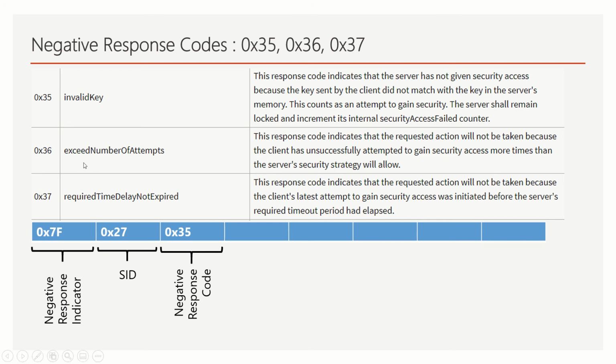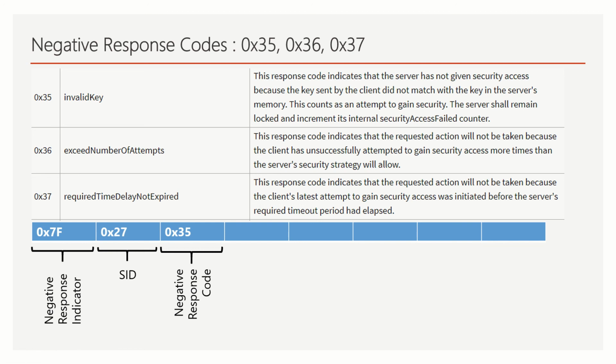The next one is exceeded number of attempts. If you continue with an invalid key the first time, second time, third time, there will always be a configuration where the maximum number of attempts is set. It could be 3 or 5, anything. If we set it to 3 and you attempt above that, then it will give this error 36. Once we attempt more than the configured times, 36 will be sent, and a timer will start.